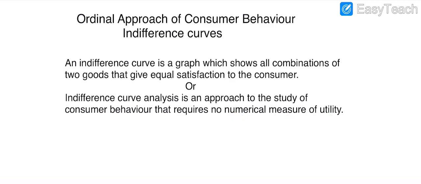What does it mean, no numerical measure of utility? It means in the cardinal approach, we were saying that utility can be measured, and utility is a measurable unit. While in the indifference curve, we are saying that there is no numerical measure of utility.